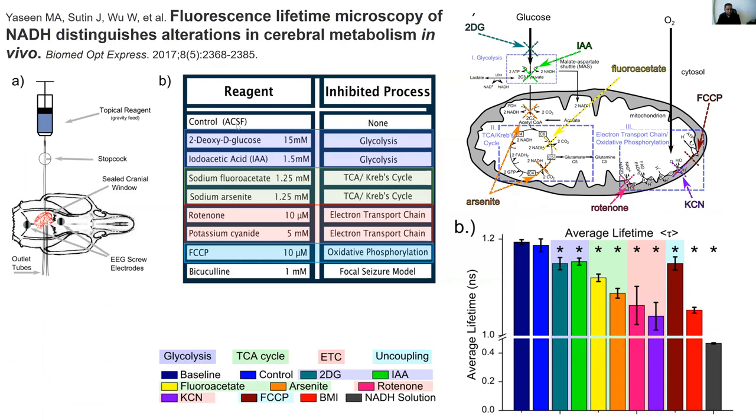So they have their control, and then they are blocking the glycolysis by 2 different drugs, D-glucose and iodoacetic acid. Then they're blocking the Krebs cycle, again, in 2 different ways. The electron transport chain is blocked by rotenone and potassium cyanide, oxidative phosphorylation by FCCP, and they have a focal seizure model because it's looking at that. And that's just a map of where different things are getting blocked.